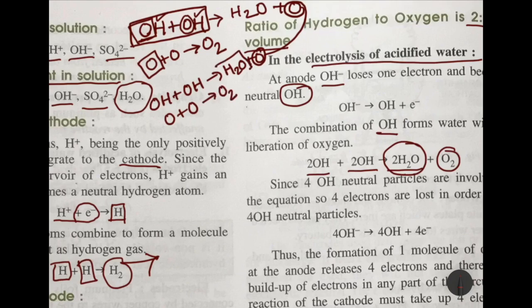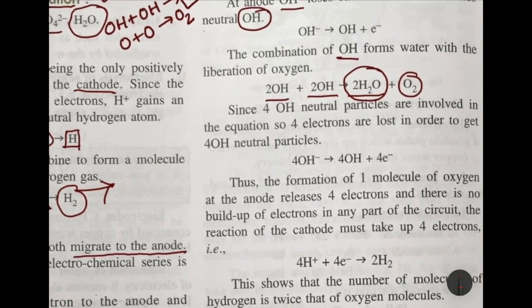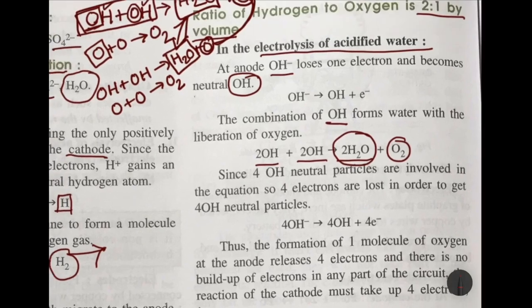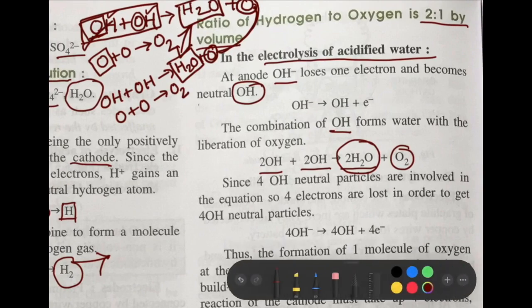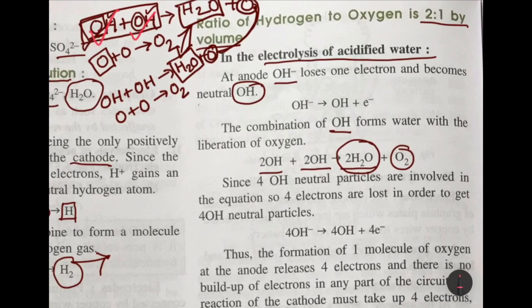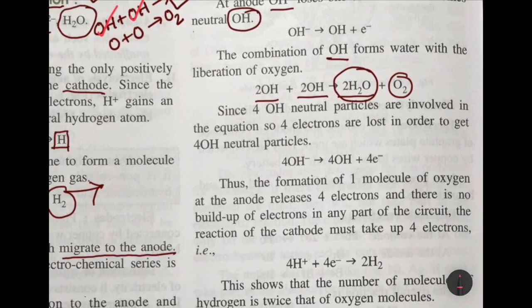So H2O plus O, and O plus O. So this O and this O, they are coming together to form this oxygen. So here how many molecules of water are formed? 1 here and another 1 here. So 2 water molecules and 1 oxygen molecule. So altogether, how many hydroxyl neutral particles are involved? 1, 2, 3 and 4. So here a total of 4 hydroxyl ions are producing 2 molecules of water and 1 molecule of oxygen.